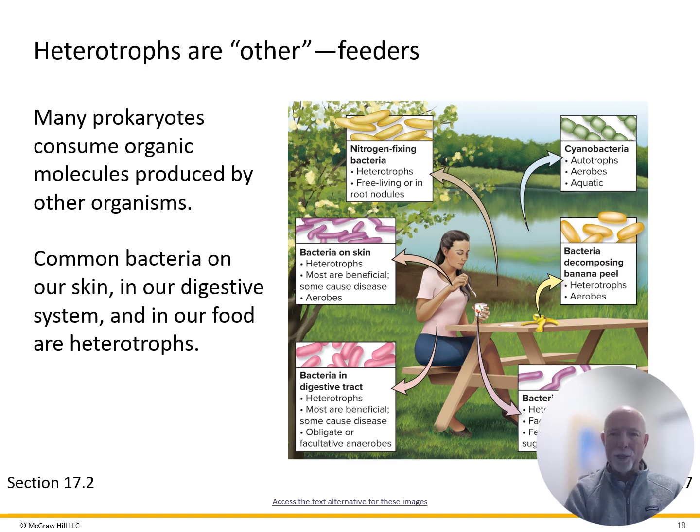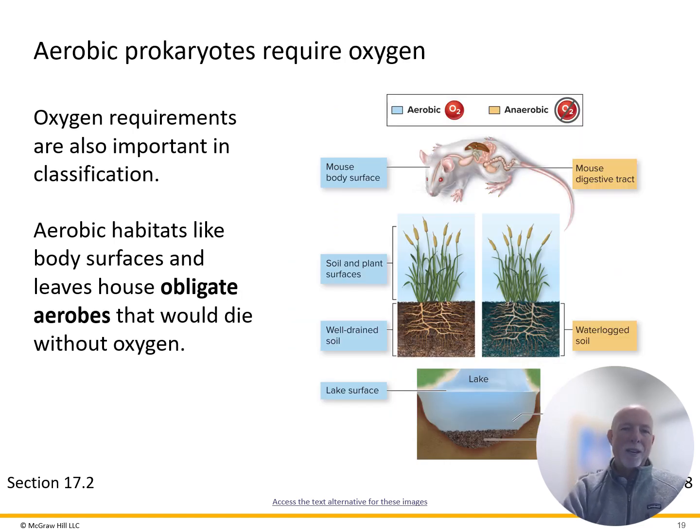Remember, troph means energy. Auto means self. Hetero means other. And these are autotrophs. Some prokaryotes are heterotrophs. Some other very important scientific terms here that we need to distinguish.